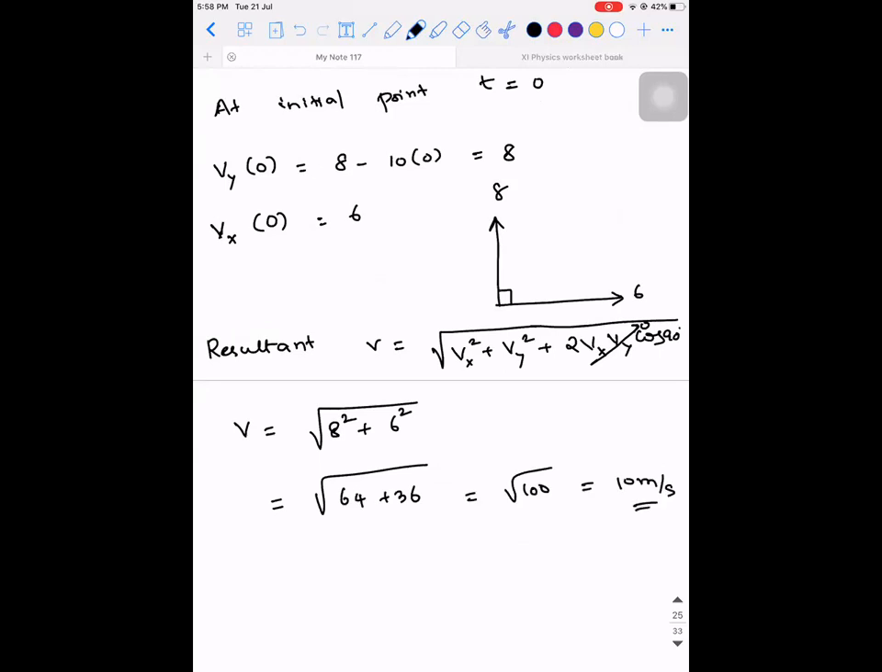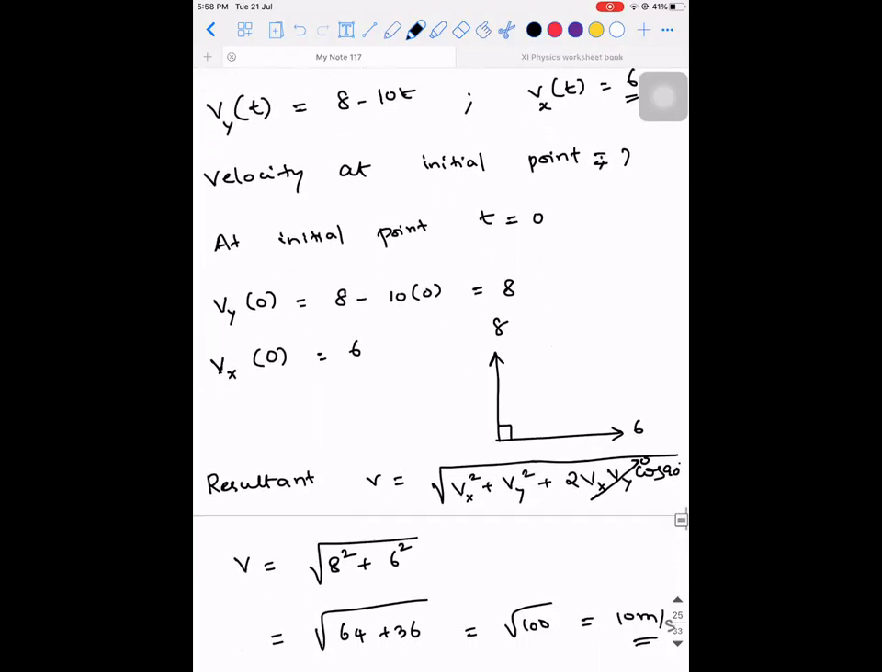It's the same. Are you able to understand? Yes, sir. So whichever method is comfortable, you can take it. Write it down.